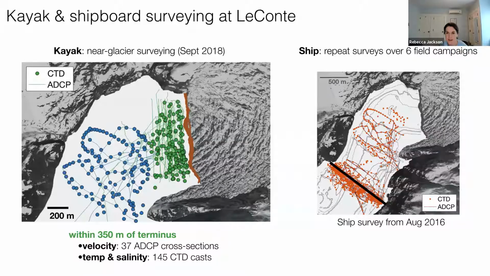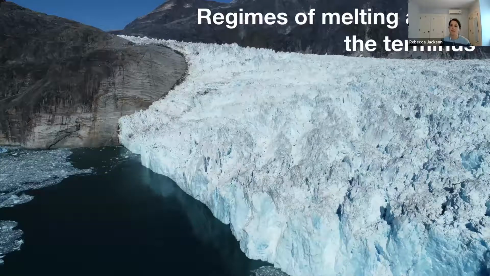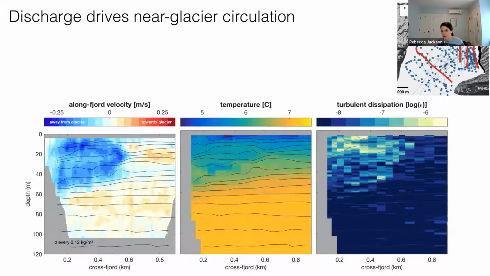Thank you. Okay, so what I want to show first is looking at the regimes of melting along the terminus. When we survey near the glacier, the most dominant thing we see in the velocity field is the discharge plume. And this is what we expect.